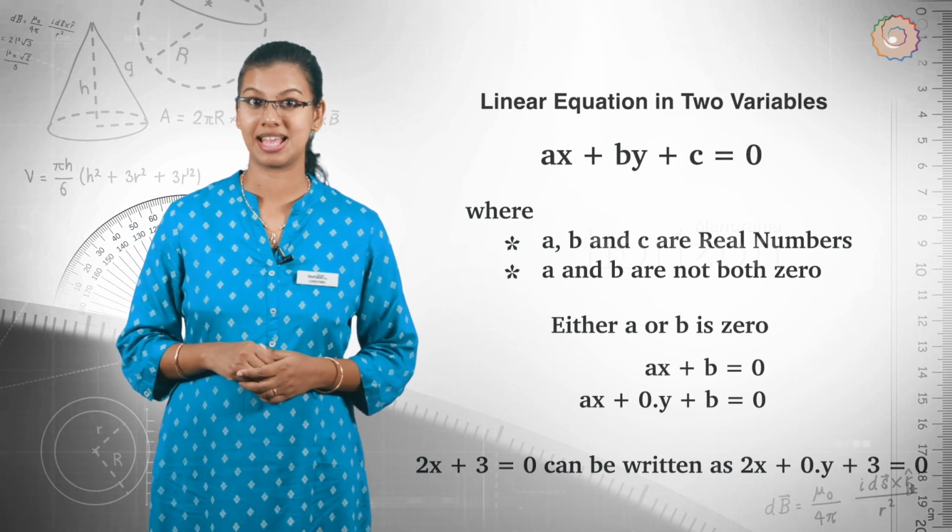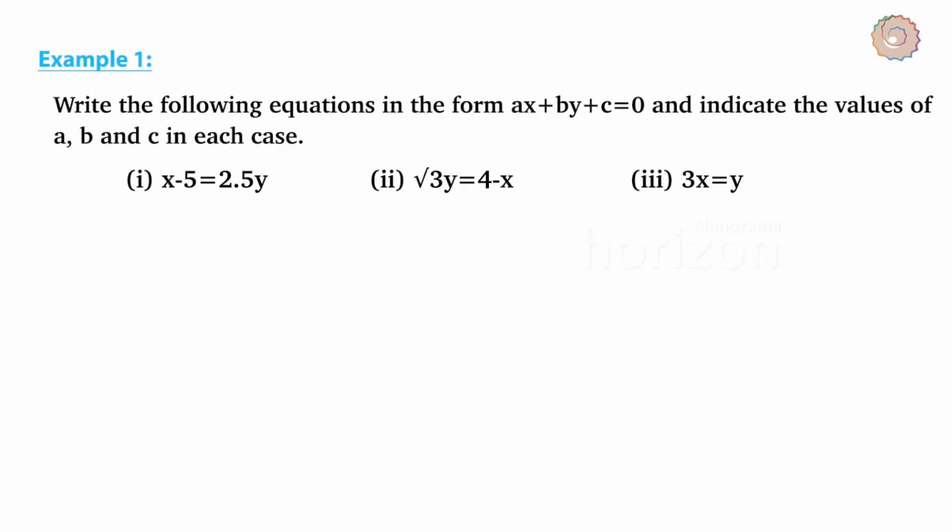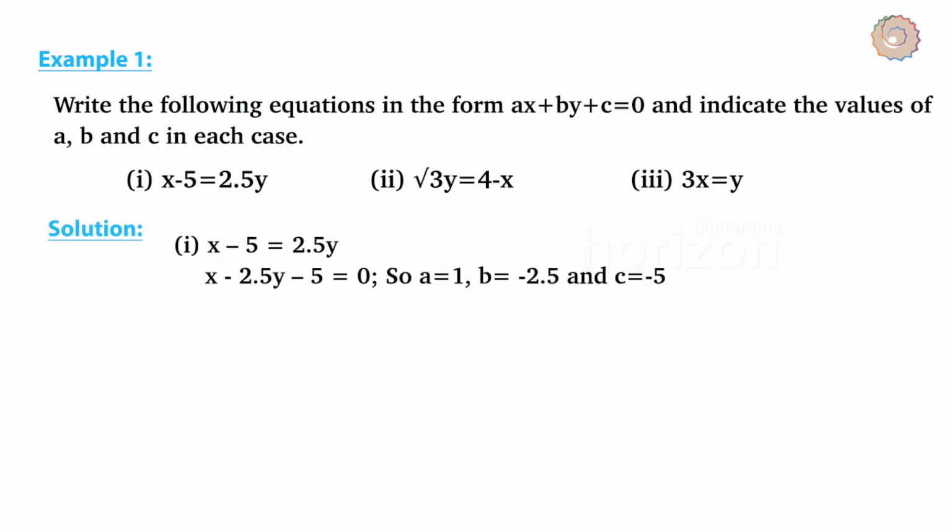Let's see more examples. Write the following equations in the form ax plus by plus c equal to 0 and indicate the values of a, b and c in each case. The first equation is x minus 5 equals 2.5y. It can be written as x minus 2.5y minus 5 equals 0. So, a equals 1, b equals minus 2.5 and c equals minus 5.